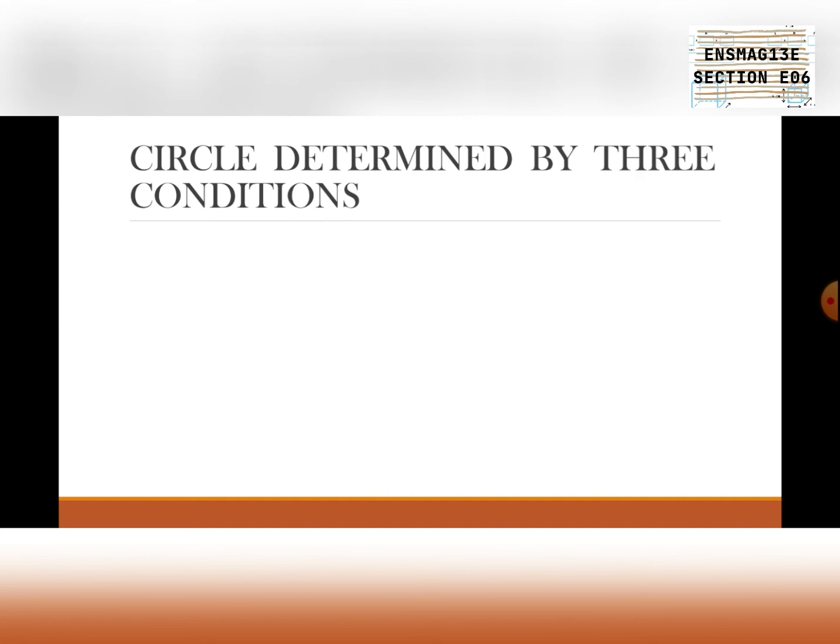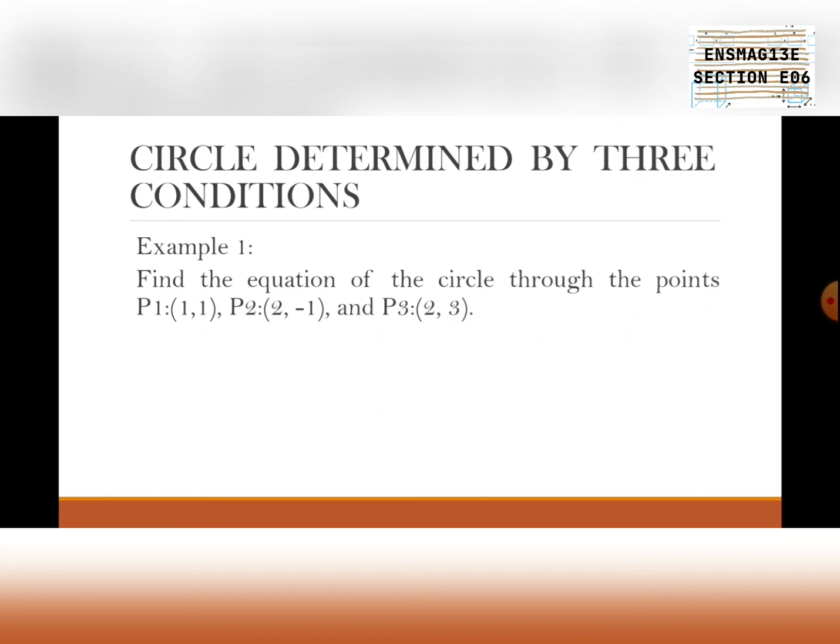It will be recalled, for example, that a circle can be passed through 3 points that are not on a straight line. We take this one as an example. Find the equation of the circle through the points P1 with coordinates 1, 1, P2 with coordinates 2, negative 1, and P3 with coordinates 2, 3.